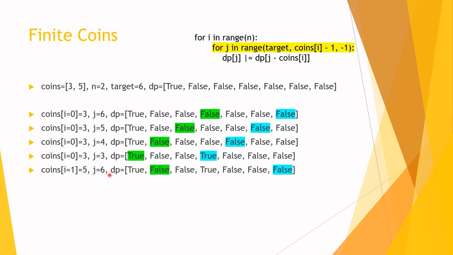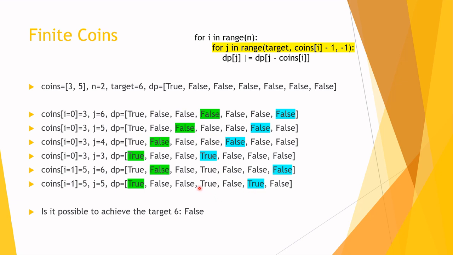And next we have I equals 1, we have coins of I equals 5. Now coins of 1 is 5, so we have j running from 6 to 5, and we have dp of 6 or dp of 6 minus coins of 5. 6 minus 5 is 1, so obviously this false or false is false, false or true is true, so dp of 5 is set to true.